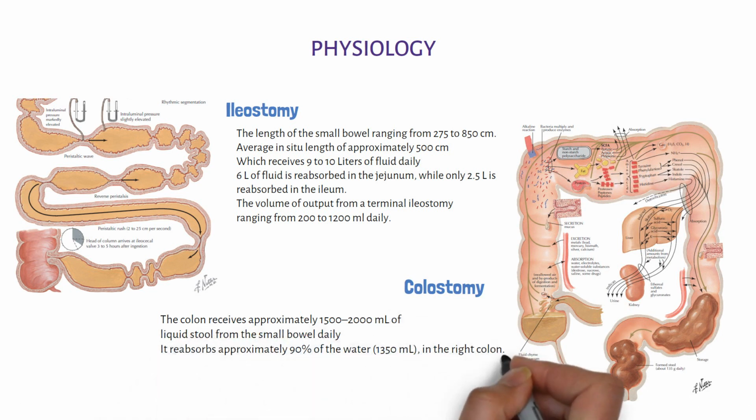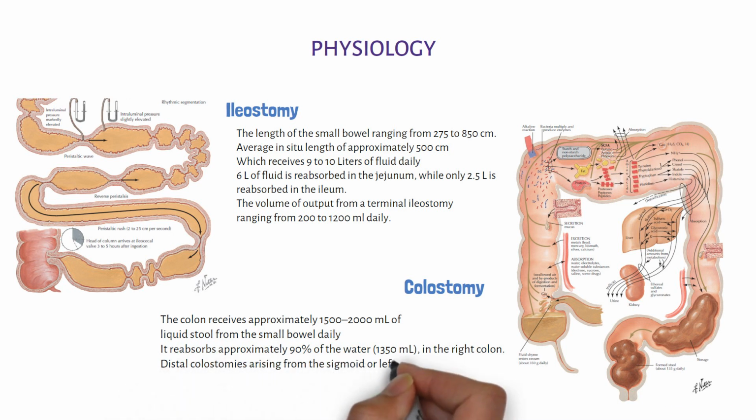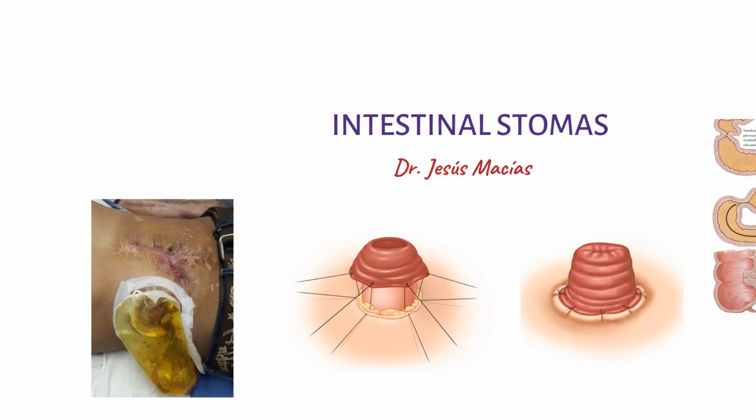Most of the water and electrolyte absorption occurs in the right colon. Therefore, the more distal the stoma, the more solid the feces. Colon peristalsis varies from 24 to 150 hours, so distal colostomies may function periodically and less frequently than proximal stomas. Finally, I'll talk about stoma complications.